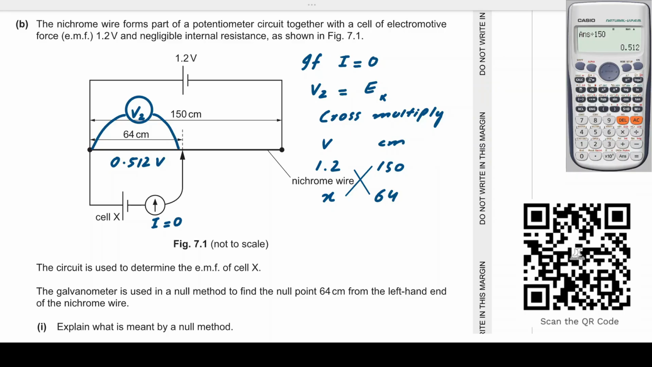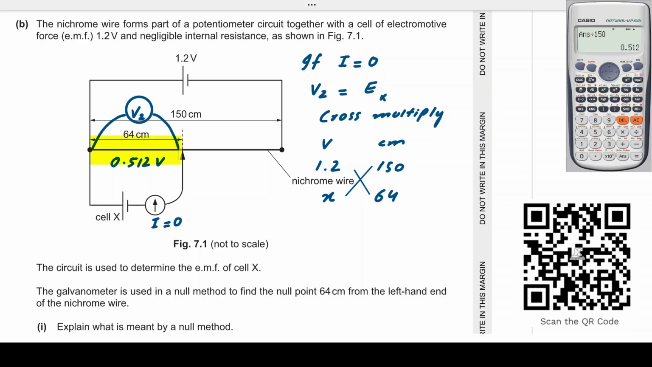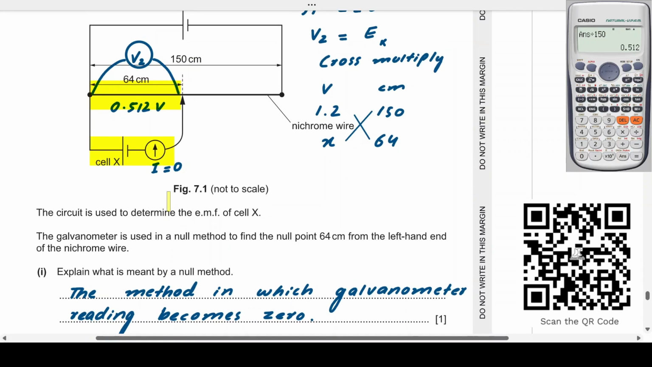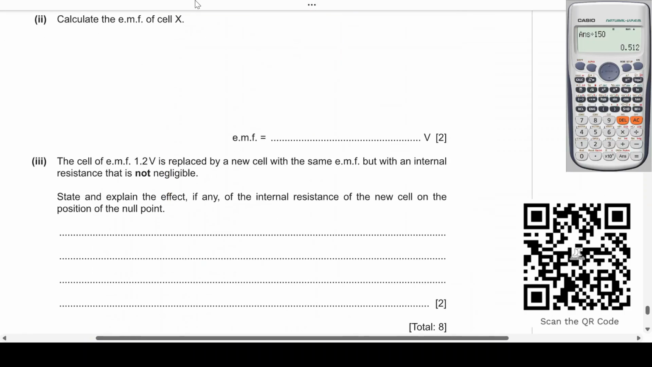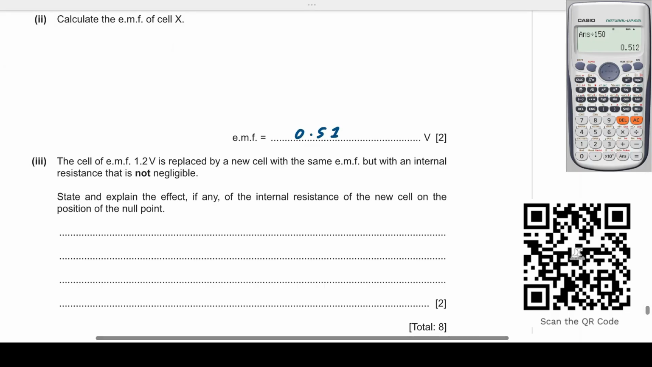And it means the volts across the cell X would also be same. Why? Because no current is there in the galvanometer. This is a condition for the potentiometer. So whatever volts you get at the top would be same as the EMF of the battery in this case. So EMF of the cell X is also 0.512 volts. Or you can write it as 0.51 if you want to write in 2SF.